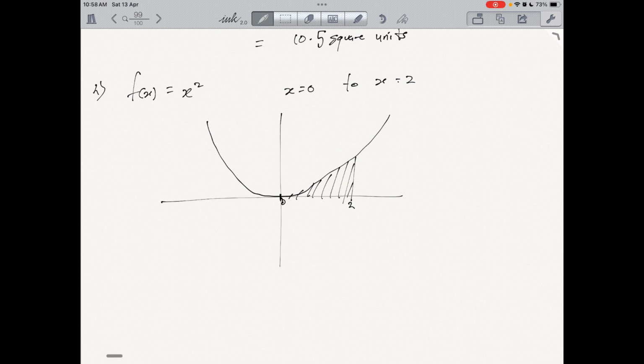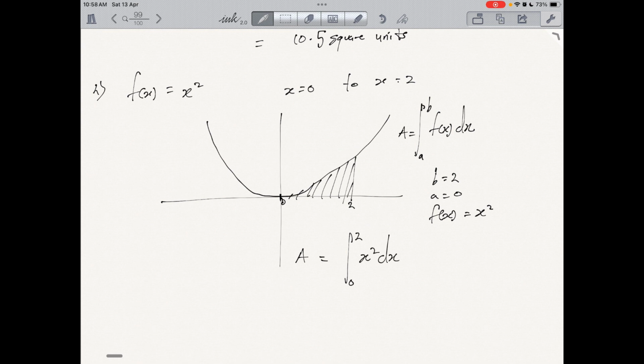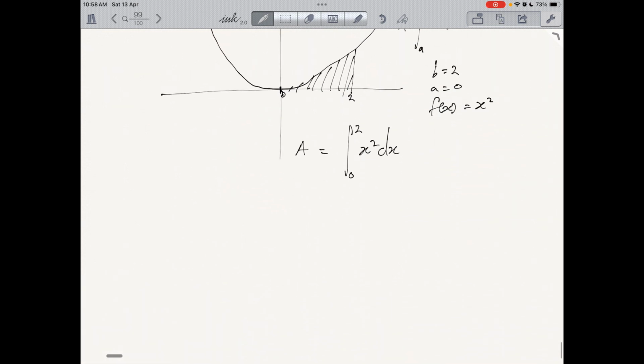Therefore, we recall that the area is given by the integral from the lower limit of a to the upper limit of b of f of x dx. Our b is 2, our a is 0, and f of x is x squared. Therefore, the area under the curve is given by the integral from 0 to 2 of x squared dx. When we integrate x squared, we have x cubed over 3 from 0 to 2.